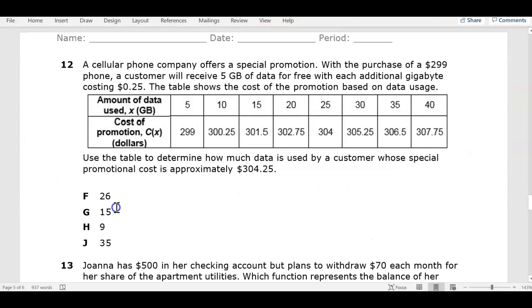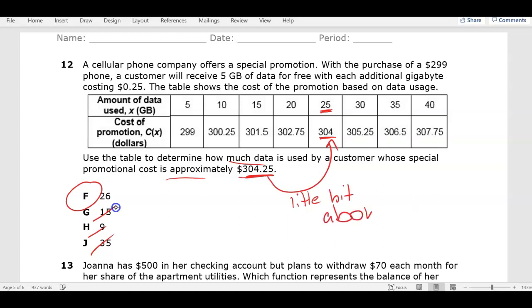Cellular phone company offers a special promotion. Okay, now you don't need to do a linear regression. You just need to look at this table and think, when is it approximately 304.25? Okay, now the closest I see is right here, 304. Okay, so right above 25 would be my X value, amount of data. So how much data? A little bit above 25. What's my answer going to be? These are too low. This is too high. It's got to be F. Okay, a little bit above.